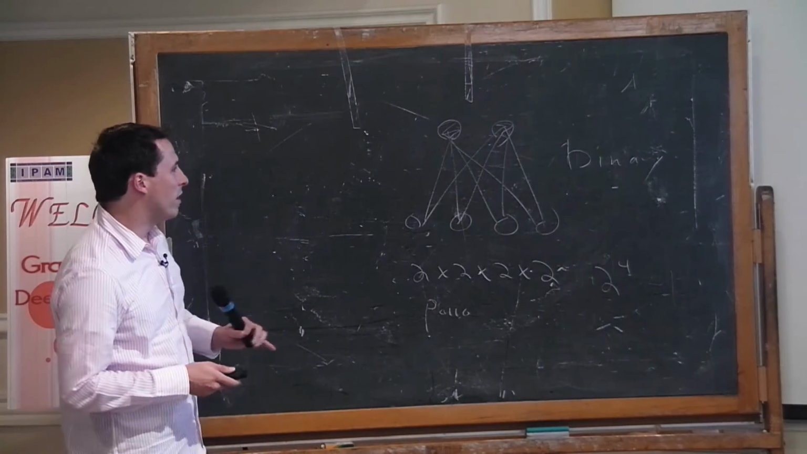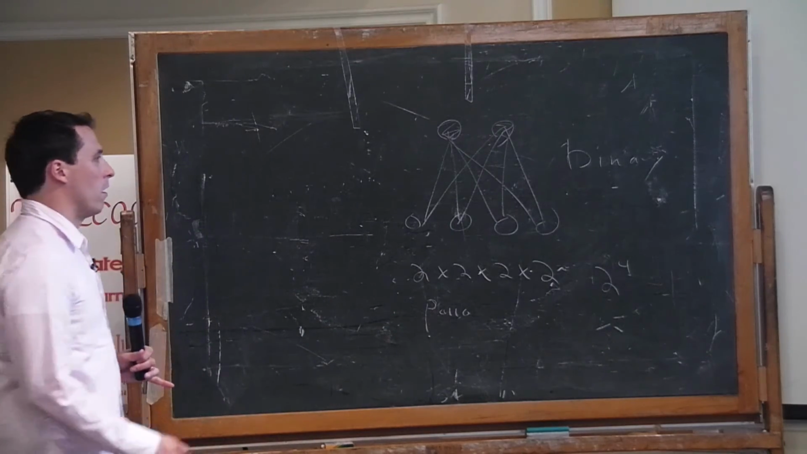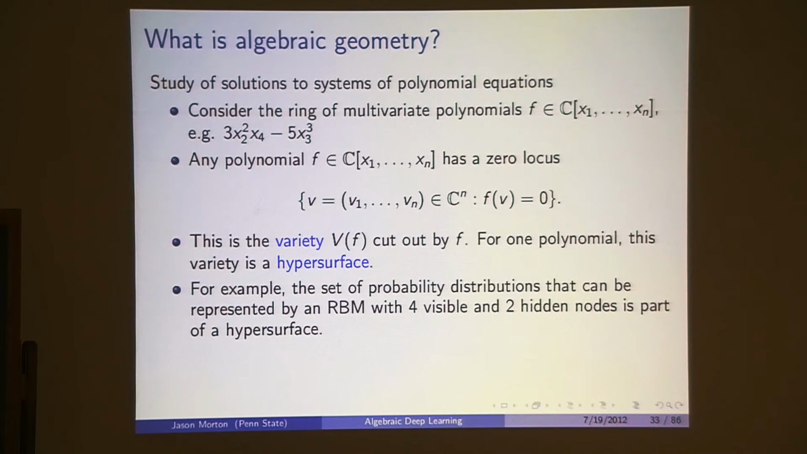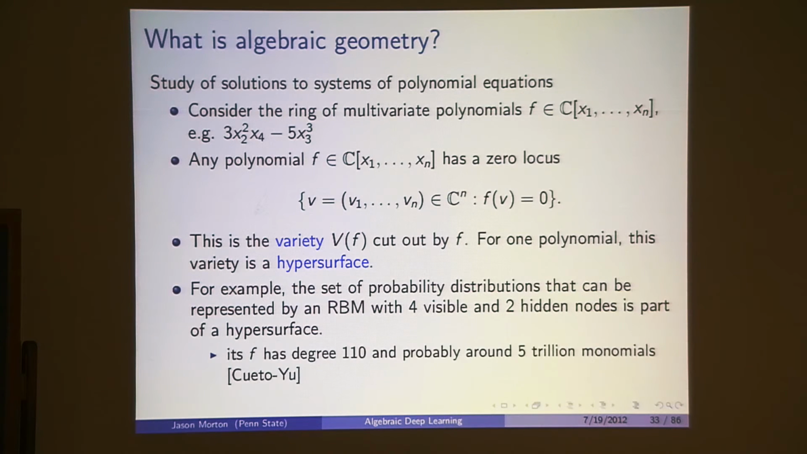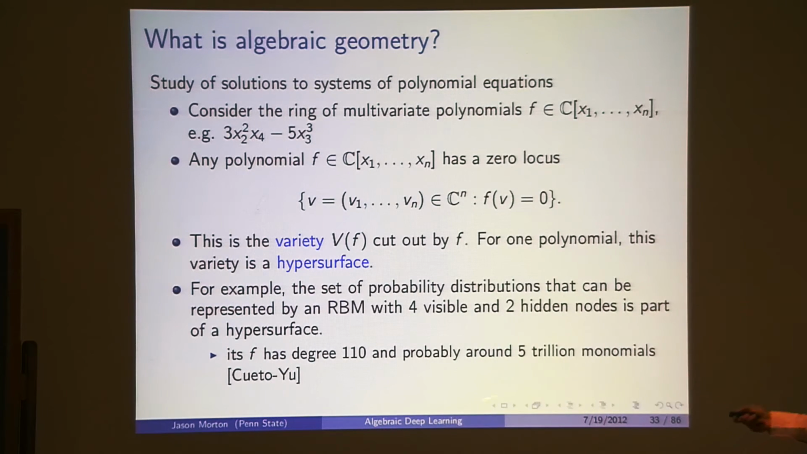So it turns out that this thing is a hypersurface. There's some polynomial that cuts out this space of distributions, which could possibly have come from an RBM with 4 visible and 2 hidden nodes. That polynomial is not nearly as nice as x minus y squared. It has degree 110, and it has probably around 5 trillion monomials. So these things can be extremely nasty, but nevertheless, we sort of know what the space of distributions that are representable is. And that gives you a hint for how hard these things can be.